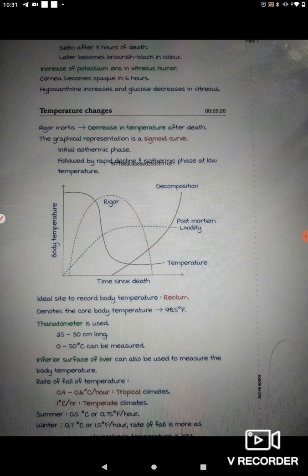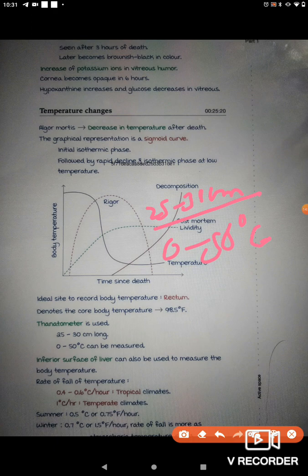A thermometer is an instrument used to measure body temperature. The thermometer is 25 to 30 centimeters long, and 0 to 50 degrees Celsius temperature can be measured with it.